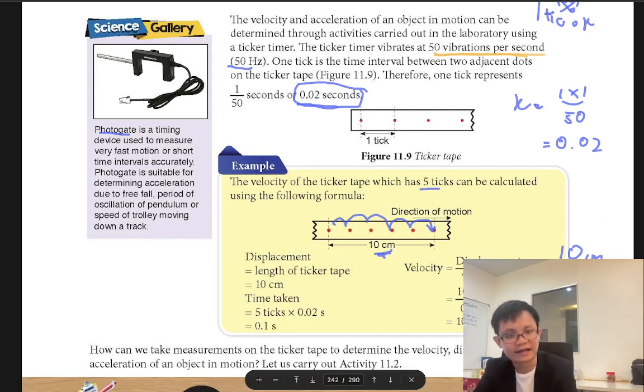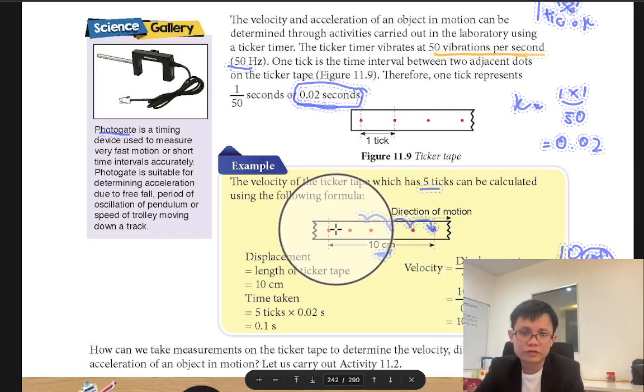Here the unit is per second, 0.02 second. So 100 cm, look at the unit cm, per second. Or you can write 100 cm per second, with a -1 as the power, okay? So it's correct, these two are correct.